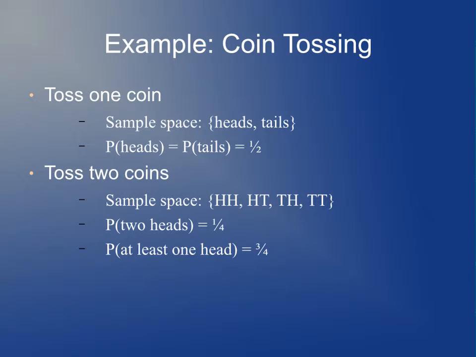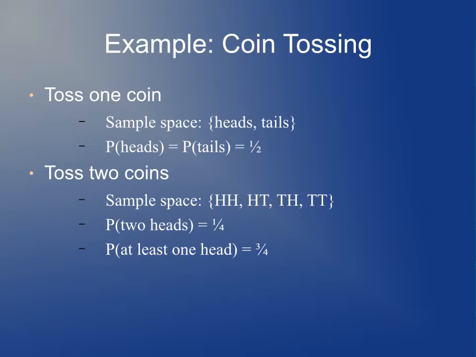In this case, there are two possible outcomes in the sample space. There's heads and there's tails, and obviously, assuming it's a fair coin, the probability of heads is equal to the probability of tails, which is equal to 1/2.